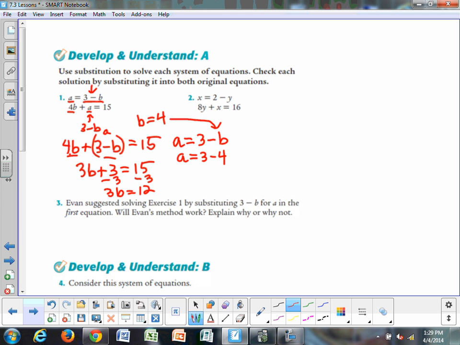So I get a is equal to 3 minus 4, which is -1. Now the last step is always to make sure it works in the other equation. So that's this equation. I have to make sure 4 times b plus a is 15. So I have to do 4 times 4 plus -1, substituting 4 for b and -1 for a, and see if that equals 15. Well, 4 times 4 is 16, and 16 plus -1 is 15, so that works.